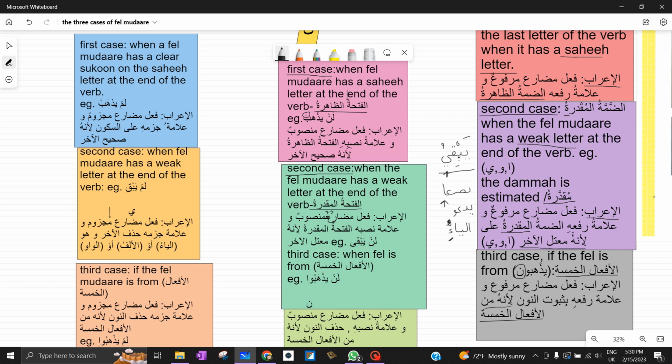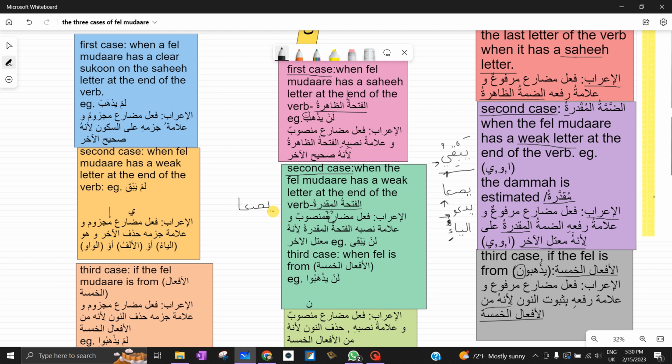In case of, like, we will take the same verb, yad'u. I will take yasa. I'll explain why I'm not taking these two examples with a ya and with a waw. I will explain it at the end of this case. Okay, we will take yasa.